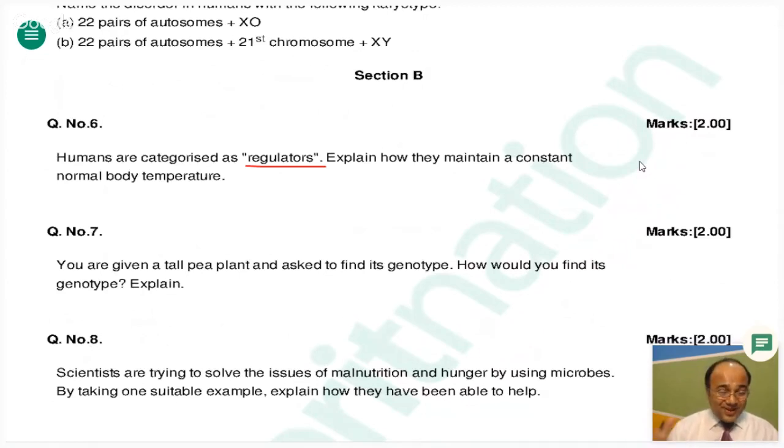All right, Aditya, that's okay. That's great. Okay. So you are given a tall pea plant and asked to find its genotype. So we will go in for what kind of crossing? We'll go in for a test cross and cross your tall pea plant with the dwarf one, right? Which is homozygous recessive.